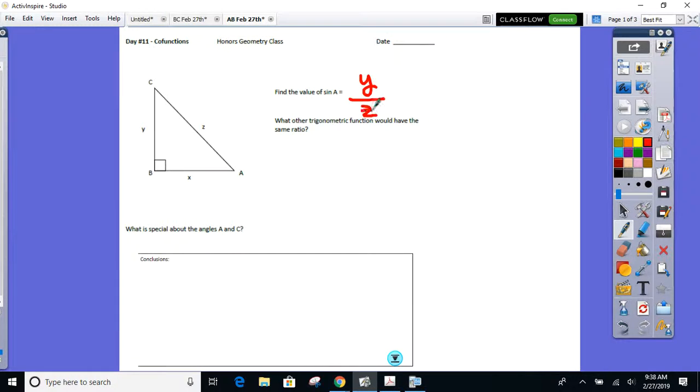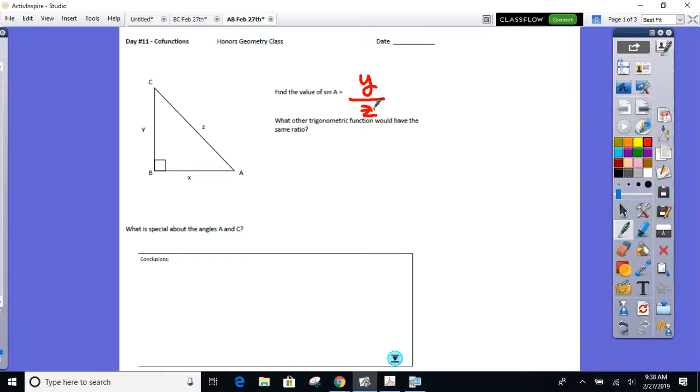Nice job back there. Now I've got a real challenge for you, either by yourself or in your group. Find me another ratio that would come out to be y over z. Don't do sine of A again. I want maybe a different angle, maybe a different ratio. I don't know, but I need something different than sine of A that will also equal y over z.